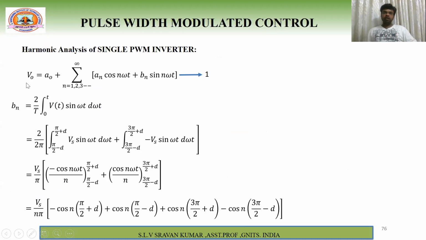You know this equation: V0 is equal to A0 plus sigma n is equal to 1, 2, 3 and so on to infinity of an cos n omega t plus bn sin n omega t. Of course, I said an and a0 are absent because of odd symmetry. Then directly we are going to find bn. If you want to find an and a0 values, you can find them using previous videos. Even if you solve it, you will get 0. So bn, what is bn? 2 by T integral 0 to T of v of t into sin n omega t d omega t.